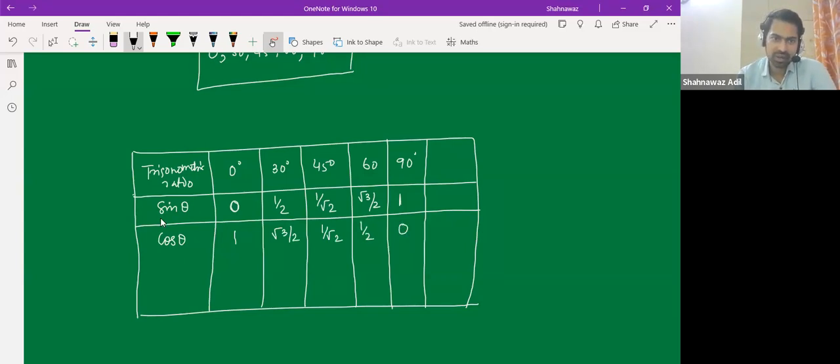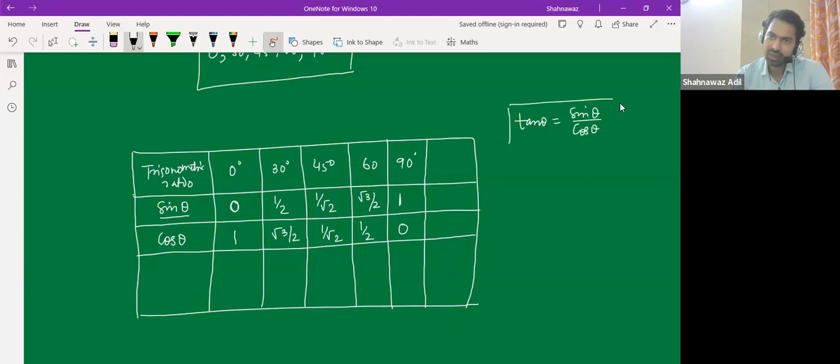So if we remember this one, then we can remember this one, right? And we know already that tan theta is sine theta by cos theta. Am I correct, guys? This we remember. Is it correct? Yes, sir. So we can also calculate now tan theta. Right. So tan theta is sine theta by cos theta, 0 by 1. So what should be here, Amar?